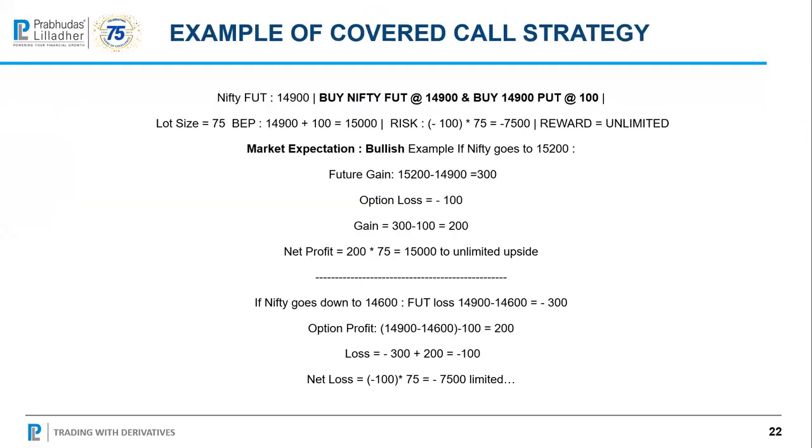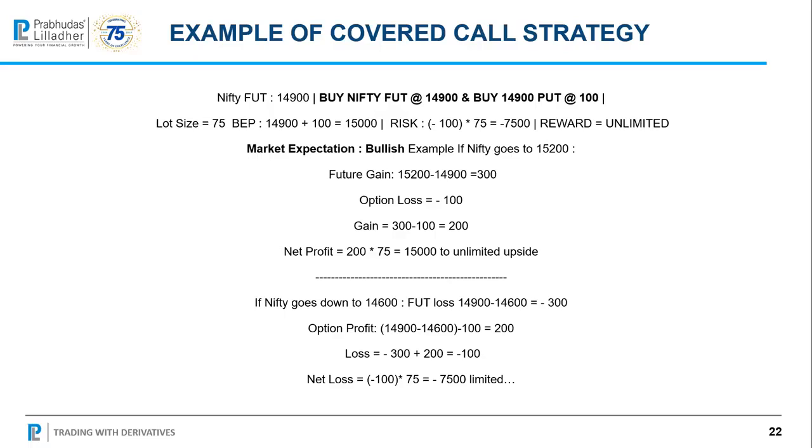So this is an example. Let's say Nifty future is at 14,900. If you're buying Nifty futures at 14,900, you buy a 14,900 put at 100. The lot size of Nifty is 75. So your breakeven is 15,000, which is 14,900 plus your put of 100. And your maximum risk is what? You have bought a put at 100 rupees, so 7,500 is the maximum risk for the put that you have bought. And the reward can be unlimited.